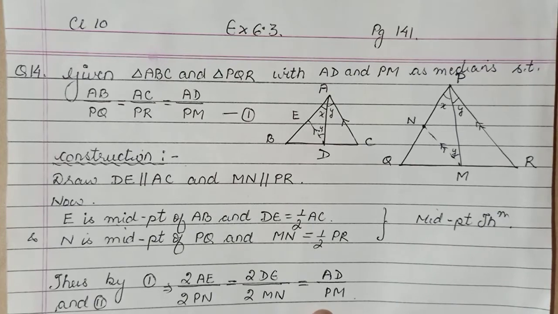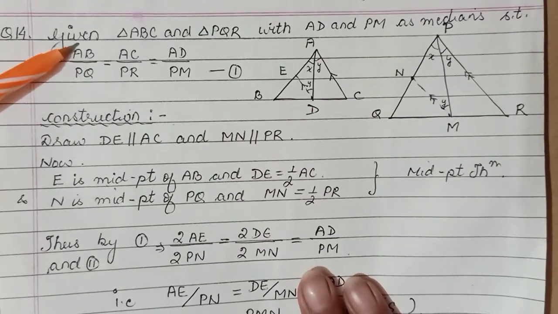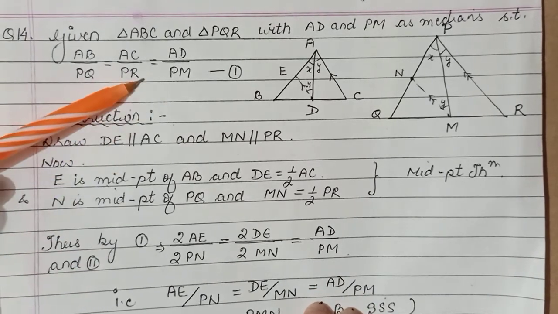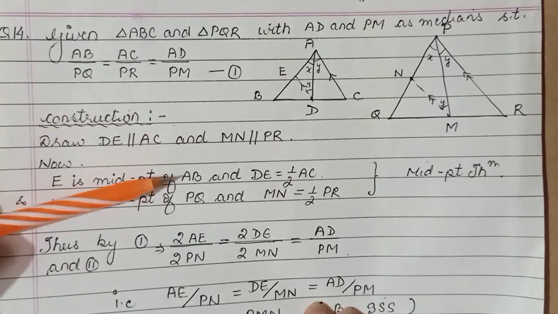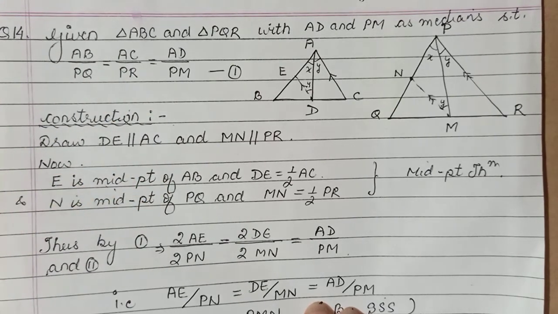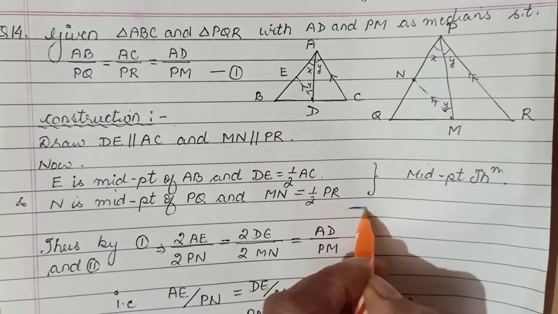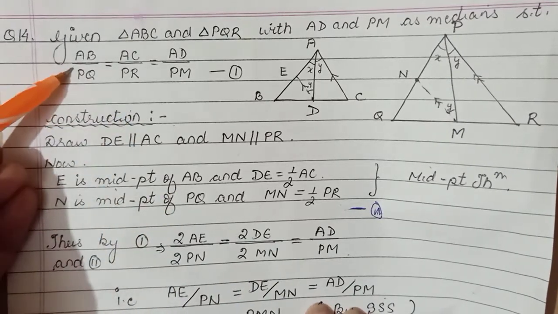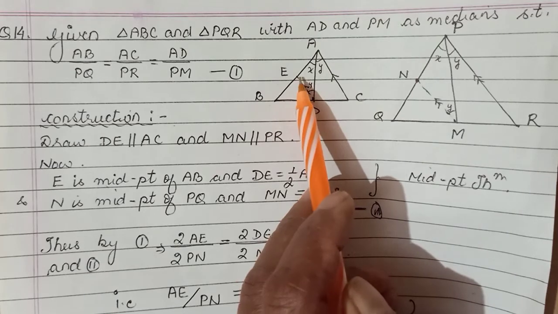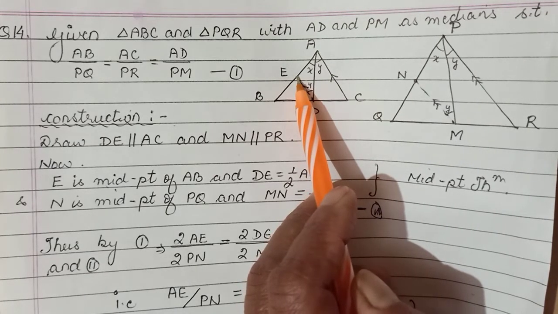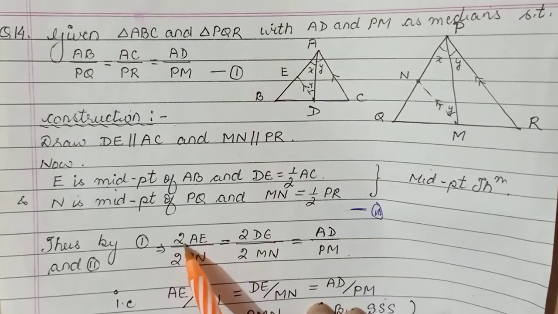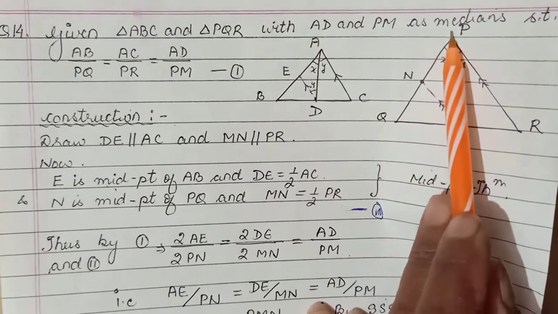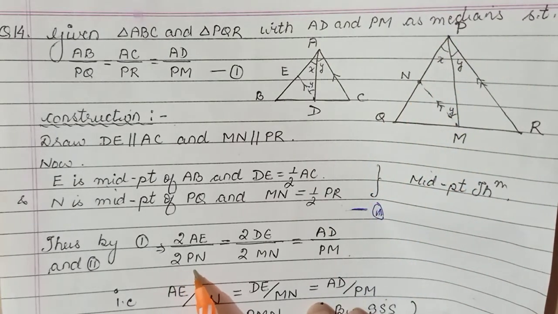Now how is that helping us? Getting back to what was given to us here, this proportion that was given, we can change it. I have called this given proportion 1, and this midpoint theorem result that we have listed here, let me call it 2. Taking these two together, AB can be replaced by twice of AE. So in place of AB, twice of AE, and likewise PQ will be twice of PN, because we have said E and N are midpoints.